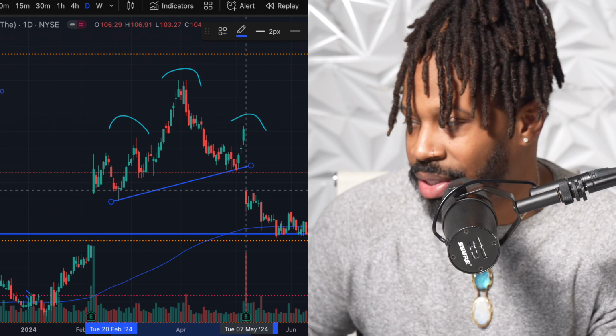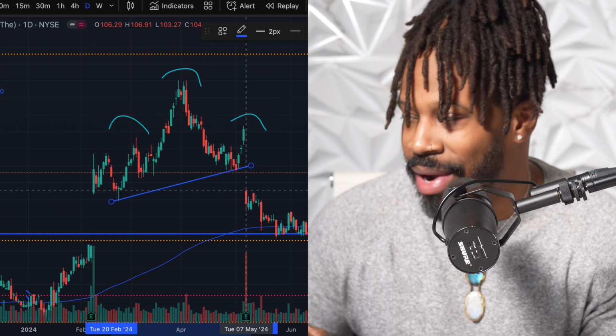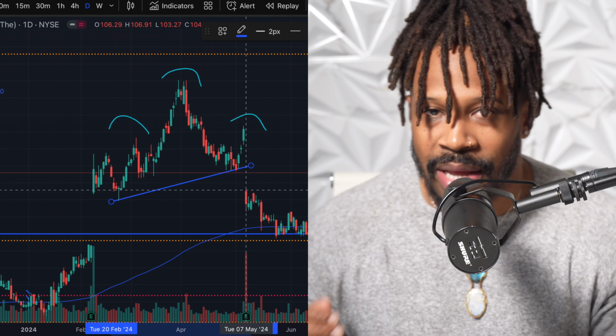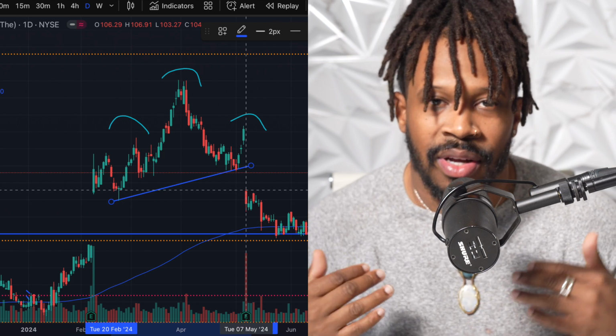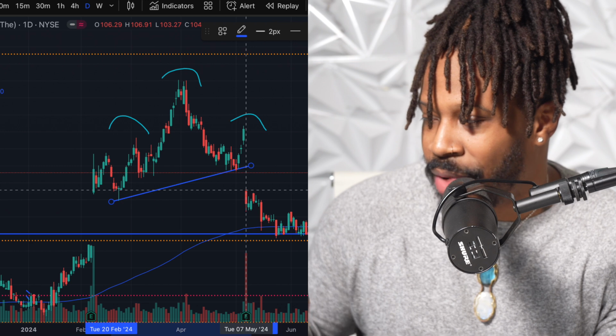So the way that you want to trade the head and shoulders is to wait for it to break the neckline, right? That's the point at which both of the shoulders formed its bottom. So you let that break and then you take entry after that, right?